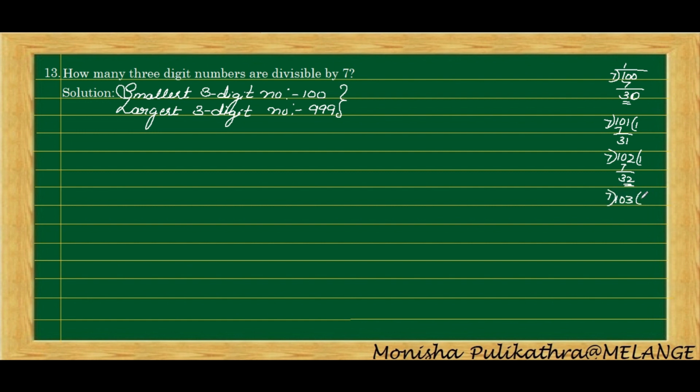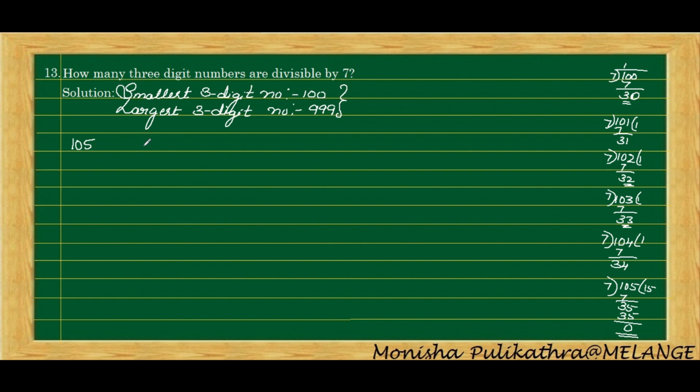Next, 33 is also not divisible by 7. 34 is also not divisible by 7. So first we need to know which is the first 3-digit number divisible by 7. See here, it is 35. 7 5s are 35. So 105 is the first 3-digit number which is divisible by 7. So in the sequence, first we write 105.